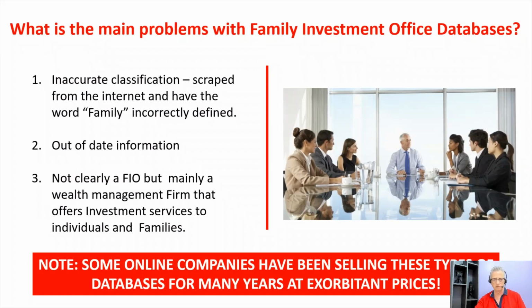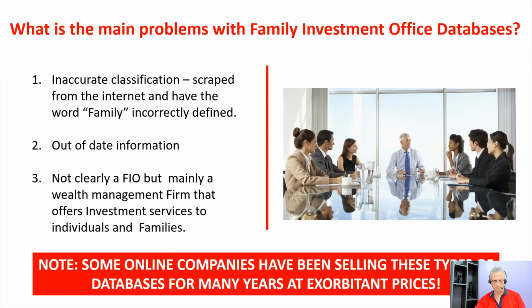One, inaccurate classification. A lot of times these databases are scraped from the internet and have the word family incorrectly defined. For example, it might be a wealth management company that just says it's for individuals or families. So again, it's one of these areas that makes the database unreliable. So you're going to see when I get to the database portion of how this affects the final product.